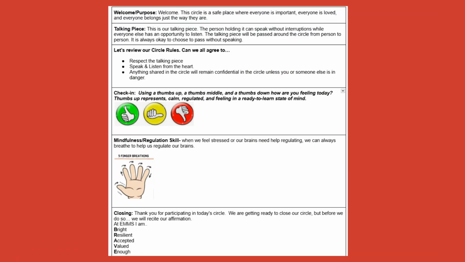So what are your circles going to look like? Your teacher will have you all literally stand or sit in a circle, and then you're going to start off with a welcome and a purpose of why you're there. Every circle will have a talking piece, and then your teacher is going to go over the rules and procedures of the circle. They're going to do a check-in with you to see how you're doing that day, and then a regulation skill. You're going to practice different breathing exercises, and then we're going to close with our I am brave at East Montana Middle School, I am brave affirmations.